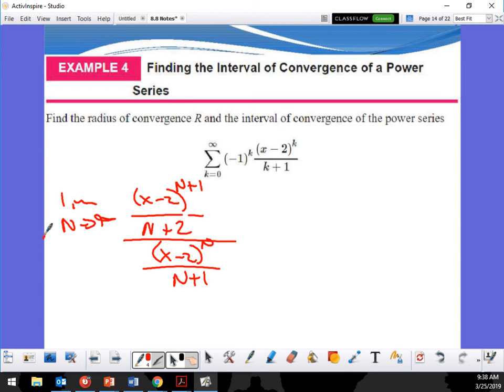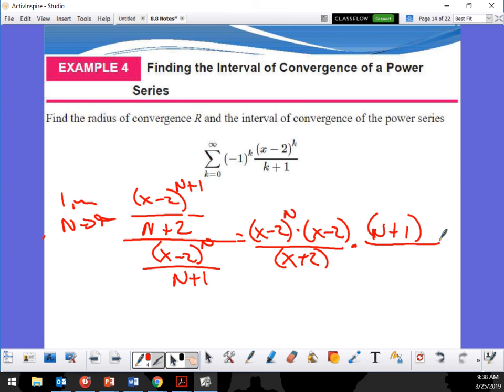All right, so write it out. So (x minus 2) to the n times (x minus 2) over (x plus 2) times (n plus 1) over (x minus 2) to the n. So that's going to go away there.